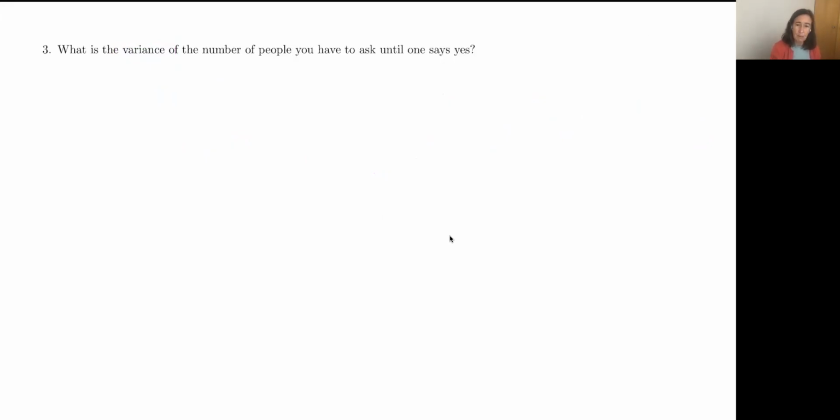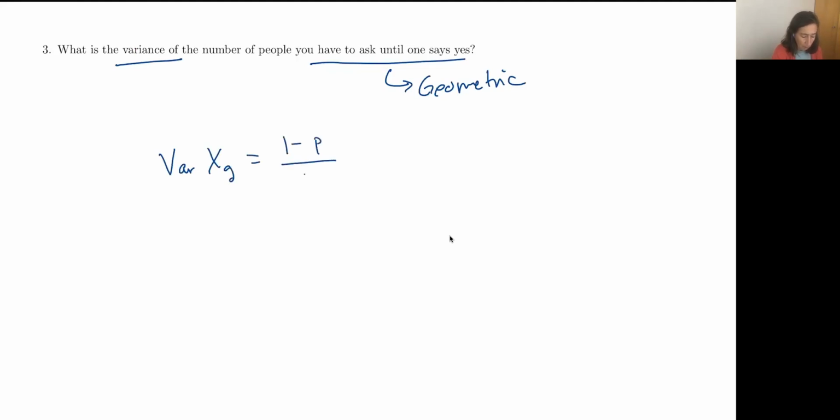Very last one: the variance of the number of people we need to ask until one says yes. So apply that same principle here. First, let's think about which random variable this question applies to. We're looking for the number of people to the first success, so this looks like a geometric random variable: number of trials till first success. And what we're being asked about here is the variance. Again, we can just read it right off the table. The variance of a geometric random variable is 1 minus p over p squared.